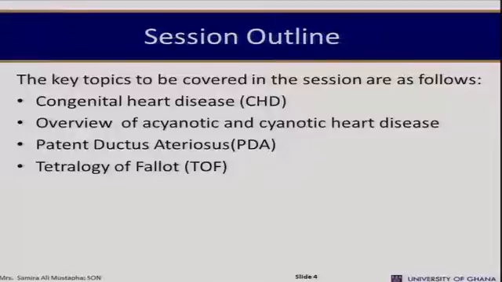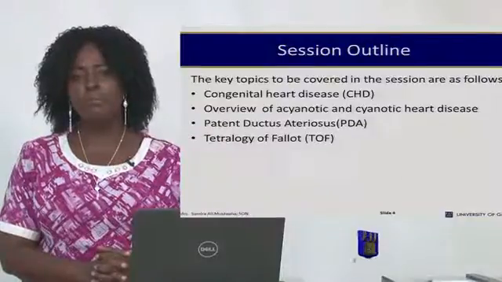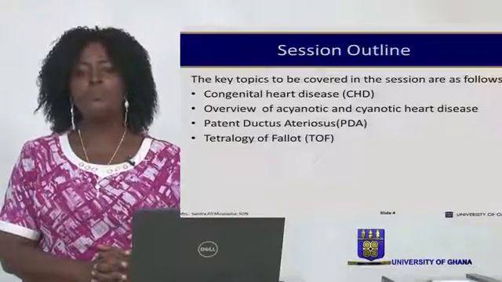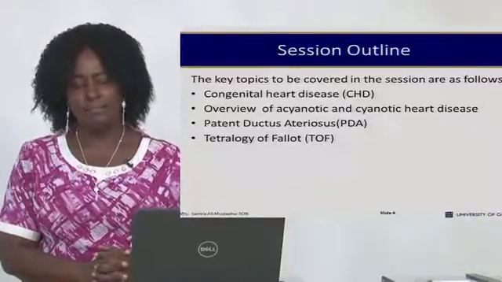Session outline. The key topics to be covered are congenital heart disease in general. We'll look at an overview of what acyanotic and cyanotic heart diseases are. We'll take time to look at some typical examples like patent ductus arteriosus and tetralogy of Fallot. Here, it is very extensive. Time will not allow us to do all in this session, and you'll be required to read further to add.